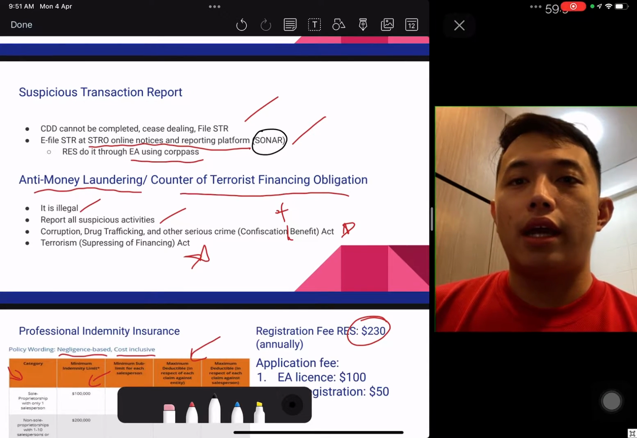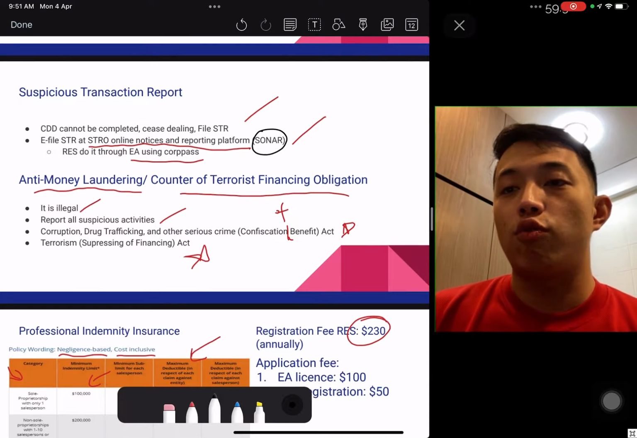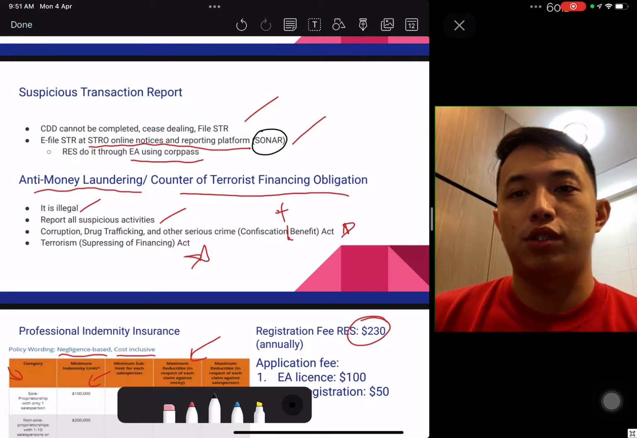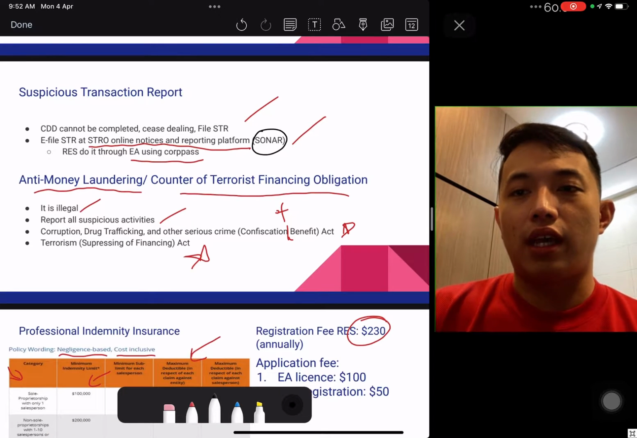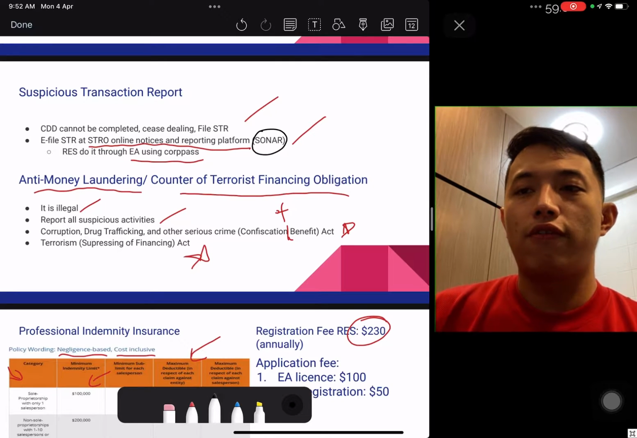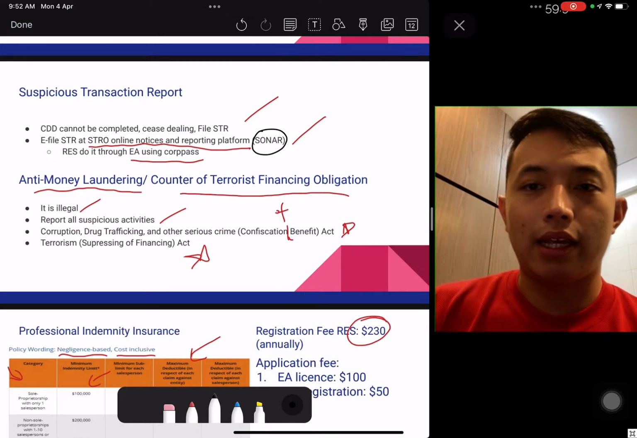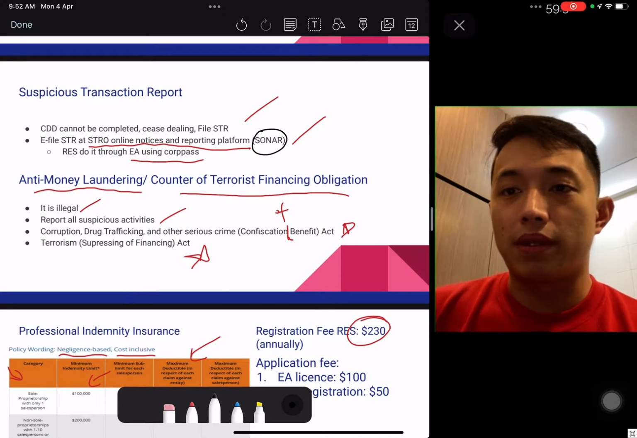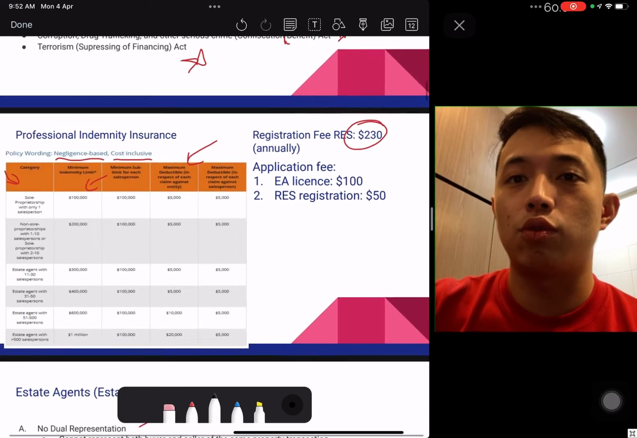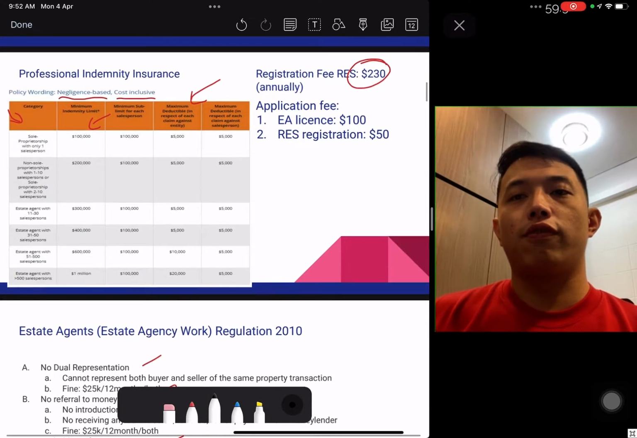Any breach of anti-money laundering and counter-terrorism obligations is illegal. We are all responsible for making this suspicious report. So the 2 acts are the Corruption, Drug Trafficking and Other Serious Offences (Confiscation of Benefits) Act, and the Terrorism (Suppression of Financing) Act. These 2 will be tested once in a while for your understanding. Do take note. So going forward, these are all the regulations.